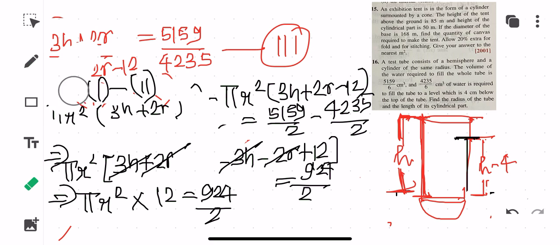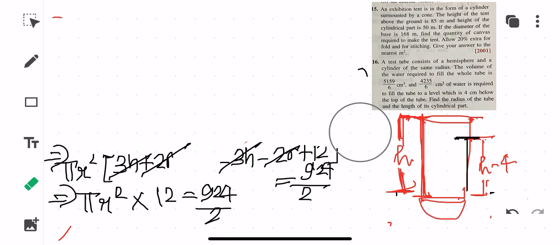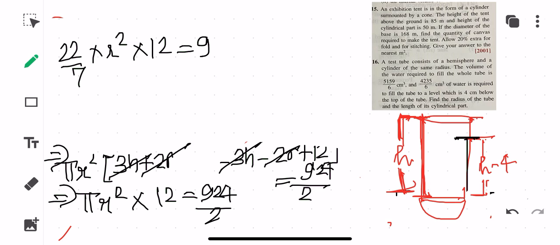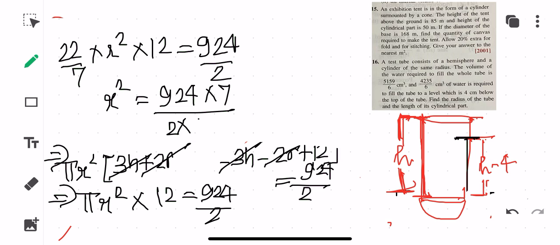So how much is the value of r that we are getting now? See, children, just erase this part. I'll be writing down that 22 upon 7 into r square into 12 is equal to 924 upon 2. So r square will be equal to what? 924 into 7 divided by 2 into 12 into 22.